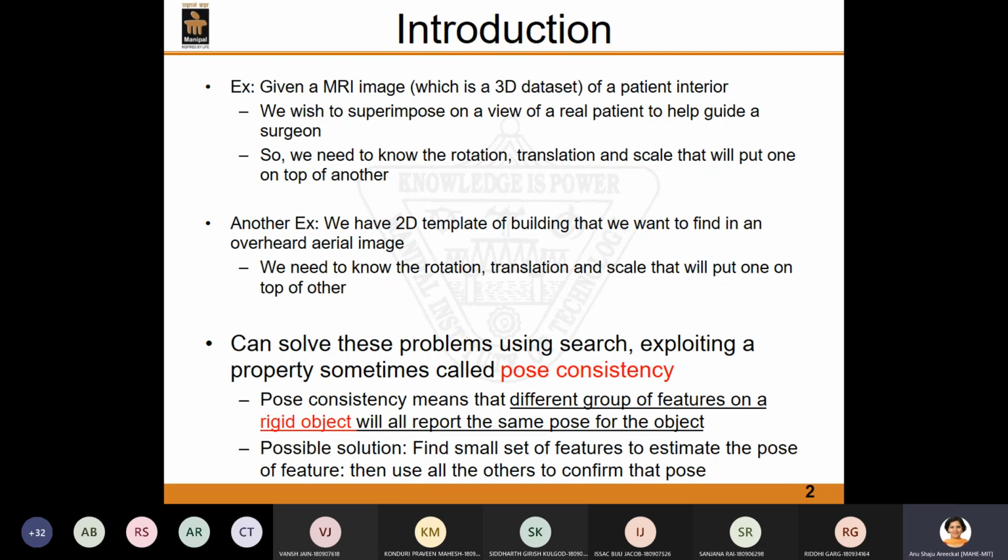So the main aim of using these image transformations or image registration is to find out what these transformations are, and then map or align the source to the target. This is used for various computer vision applications, and so it is important.